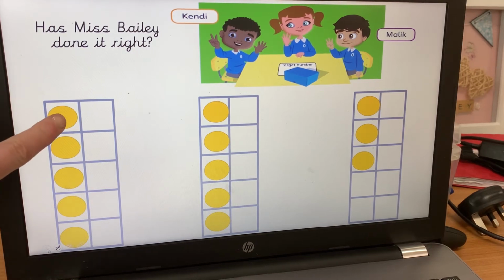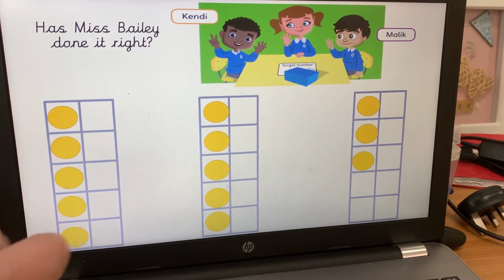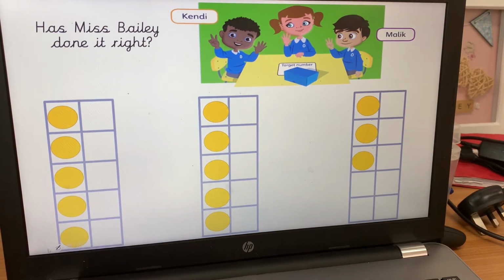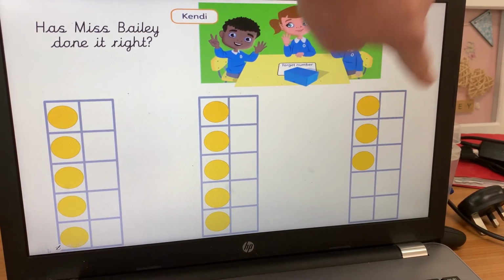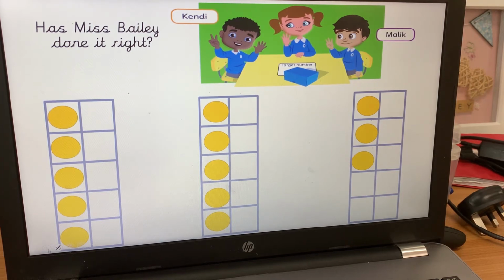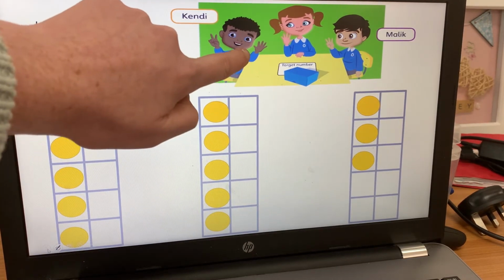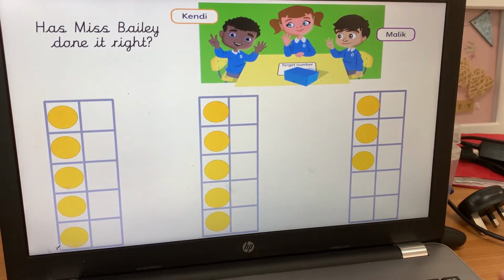So on this first one, I've done 1, 2, 3, 4, 5. On the second one, I've done 1, 2, 3, 4, 5. And on the third one, I've done 3. Whose have I represented incorrectly? Is it Kendi's? Is it Lily's? Or is it Malik's? Hopefully you can see it's Kendi's, because I've said he's only got 5 fingers up, but he hasn't. He's got 5, 6, 7.